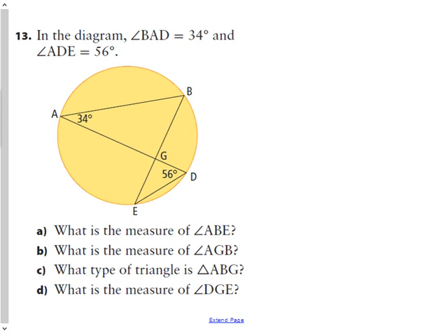Question 13. In the diagram, angle BAD equals 34 degrees. So BAD right here, 34 degrees. And angle ADE, which is ADE right here, is 56 degrees. What is the measure of ABE? ABE.